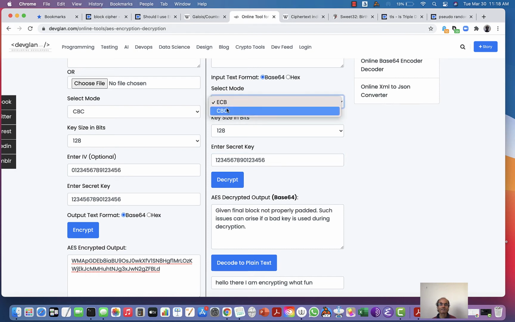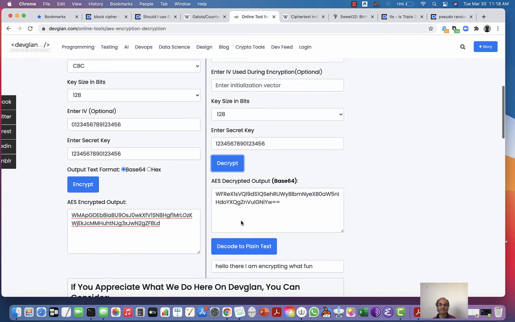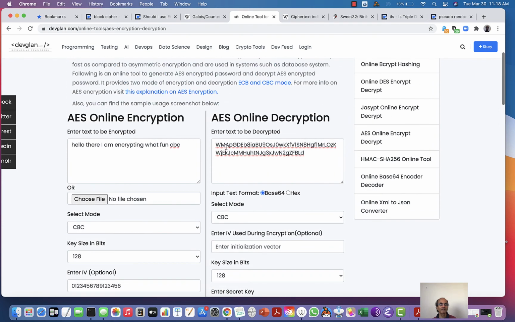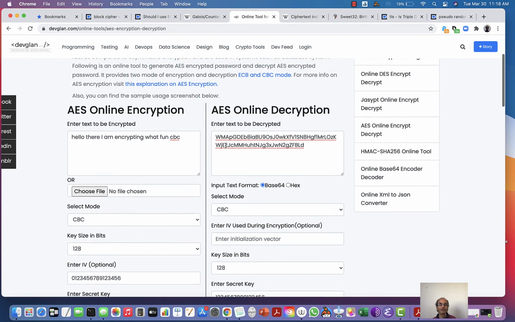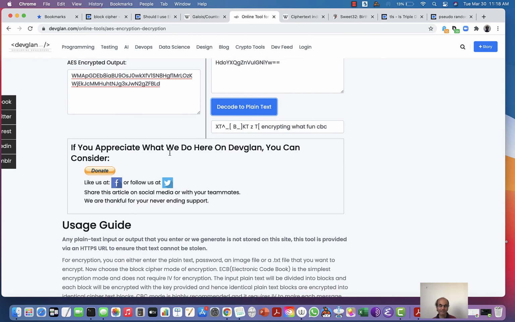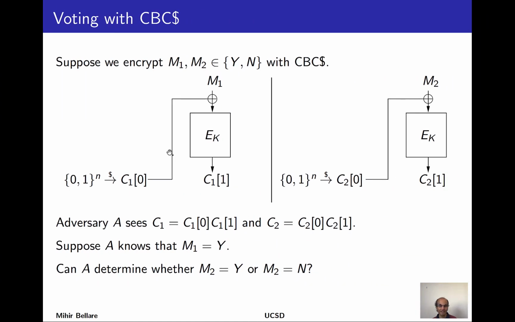Oh, of course, I'm supposed to CBC decrypt. Okay. That's the base 64 things. Decode to plain text. Seems to still have trouble decoding this. What happened with that? Okay. This is a nice illustration of the gap between software and theory, I suppose. But hopefully you get some sense of how things might work, and you can write better code yourself.